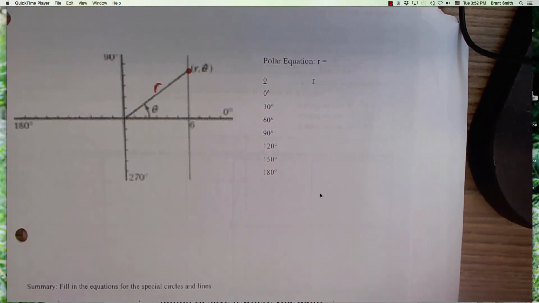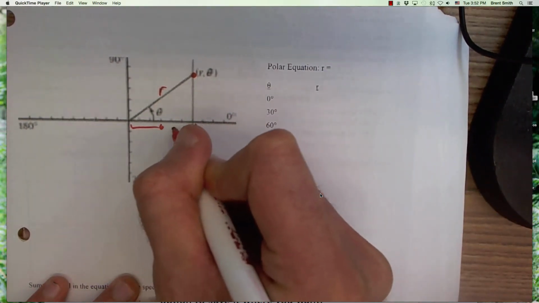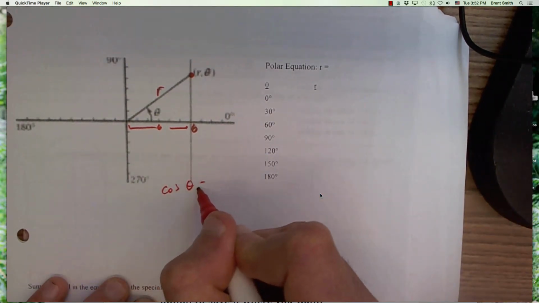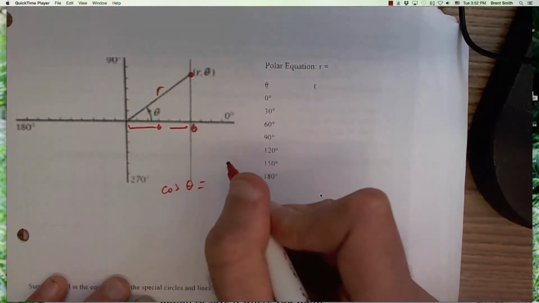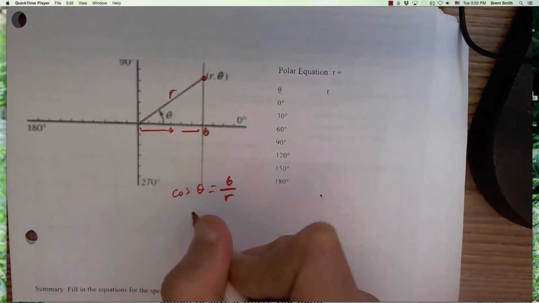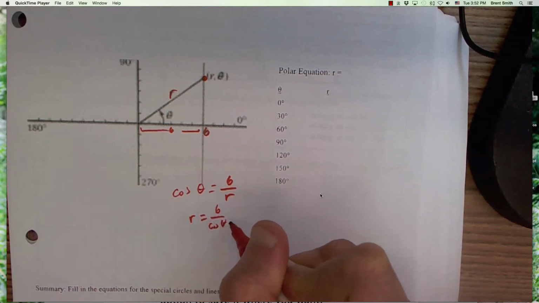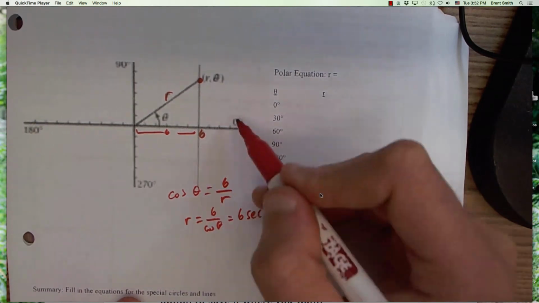Okay, let me give you a hint. If you're stuck here, let's say this is 6. So we have a specific case here, so this is 6. I can again make a trig ratio here, so cosine of theta equals, this time it's adjacent over hypotenuse. So this time it's my 6 for r. Let's see if you can figure out r. So if we solve, r equals 6 over cosine theta. In other words, 6 secant theta. So this is weird. It's just a straight line.